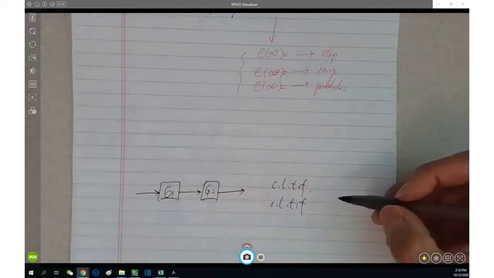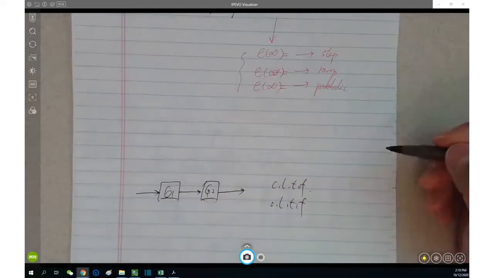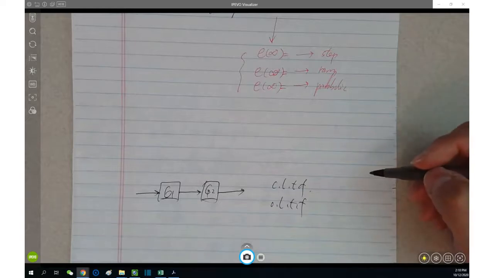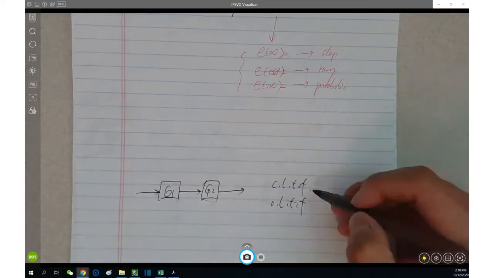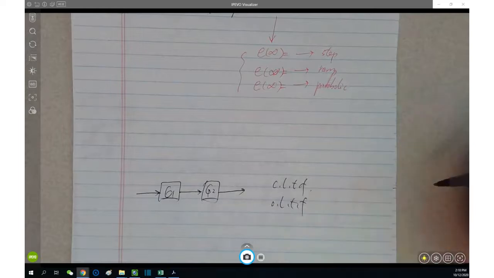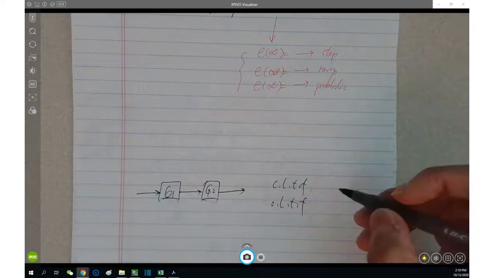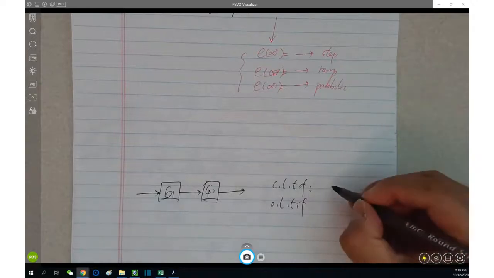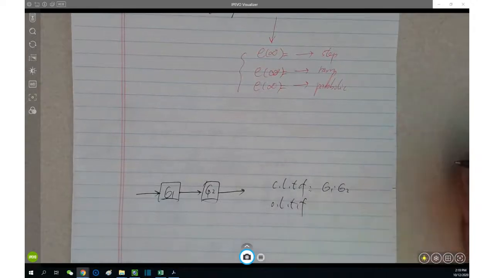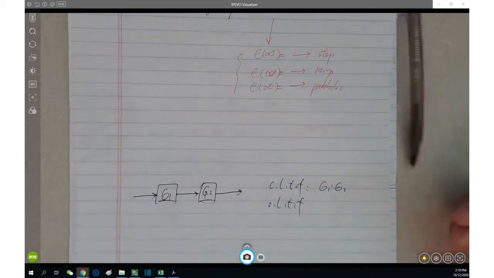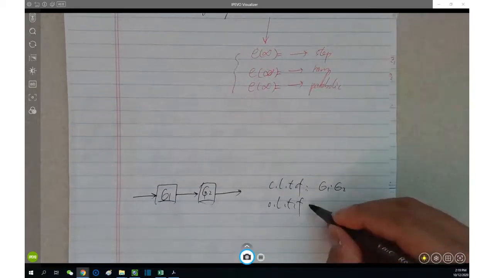The closed loop transfer function. Well, it doesn't have a feedback. It doesn't have a closed loop. But the closed loop transfer function basically means the system total transfer function. As Kevin's idea was actually correct. System total transfer function is nothing but the closed loop transfer function. They refer to that. No problem. Based on that idea, it is just G1 times G2. And then what is the open loop transfer function? Same thing, G1 times G2.